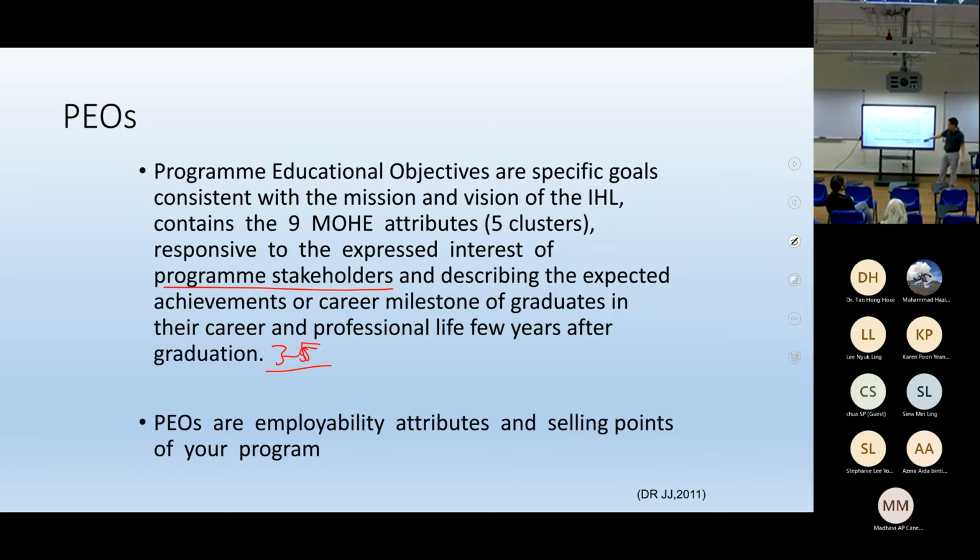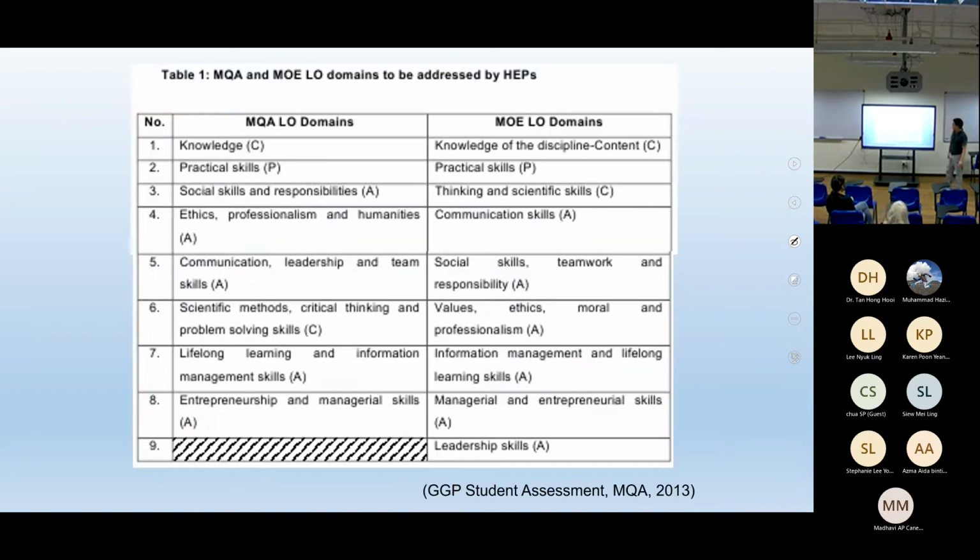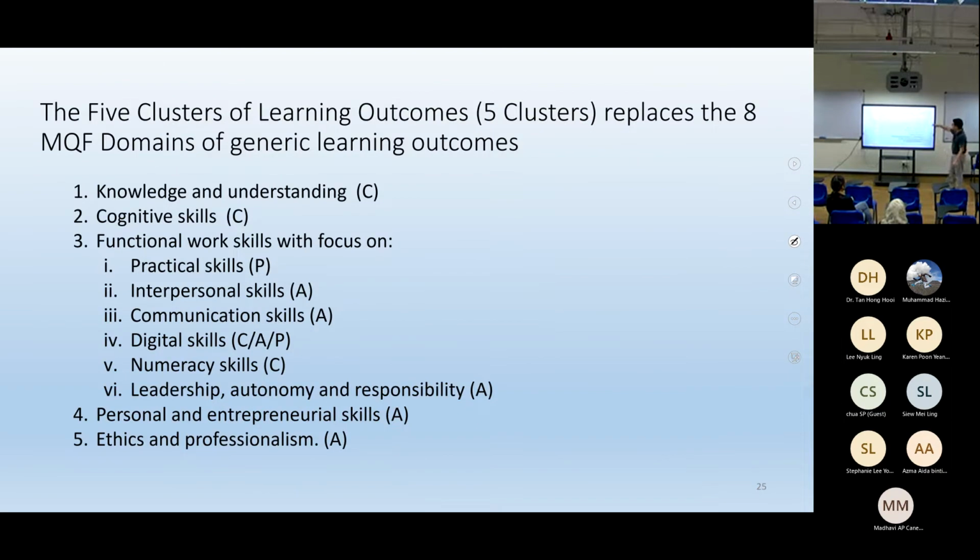PEOs are employability attributes and selling points of your program. At the end of the day, students are able to achieve this with what you need. That is what is important. So this one, don't need to worry so much. Okay, this is the one, the 5 clusters.